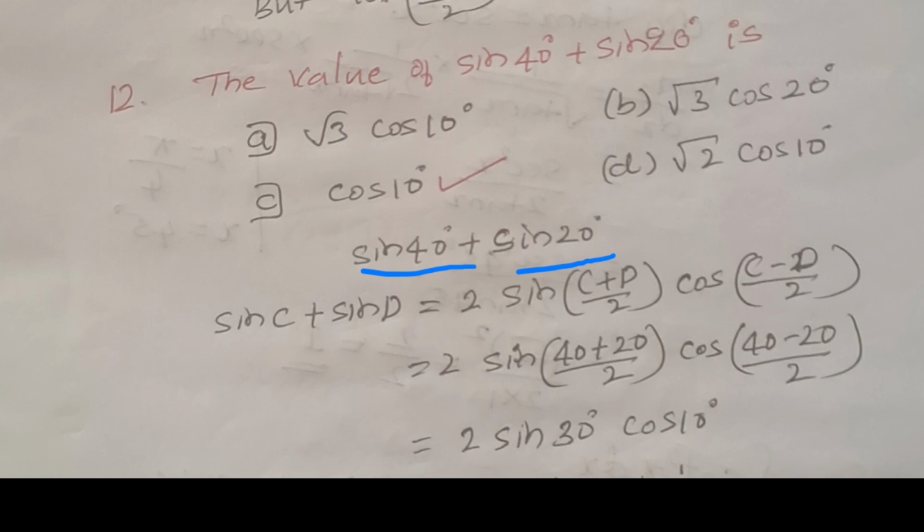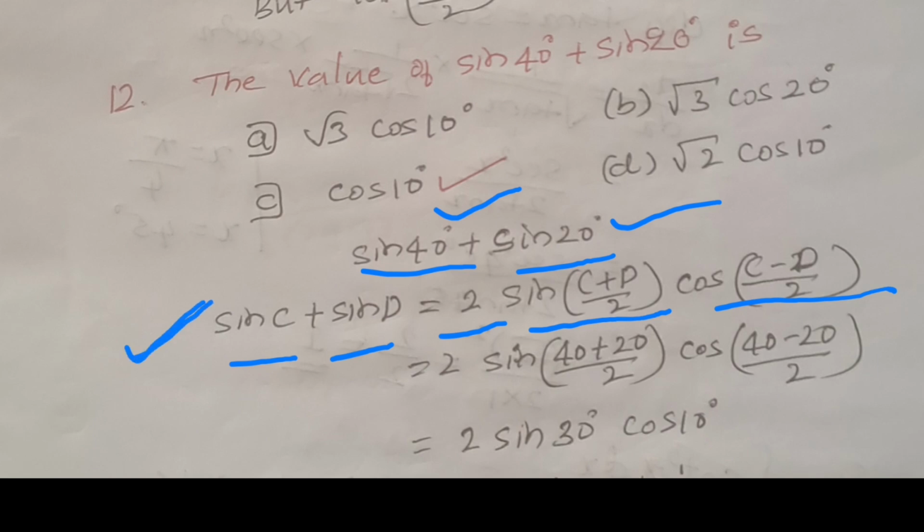We know the formula for sine C plus sine D: it is 2 times sine of (C plus D) by 2, cos of (C minus D) by 2. We are just substituting, where C is 40 degree and D is 20 degree. You have to learn this. If you get this type of problem, you should know the formula. So 2 sine of (40 plus 20) divided by 2, cos of (40 minus 20) divided by 2.